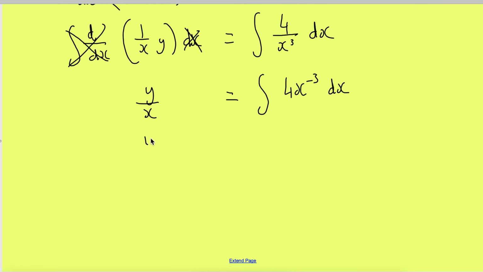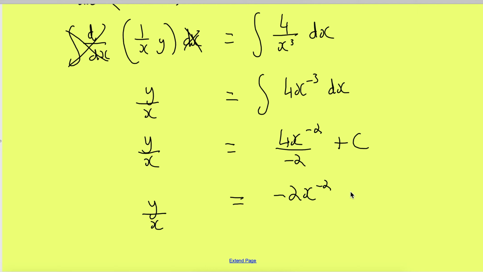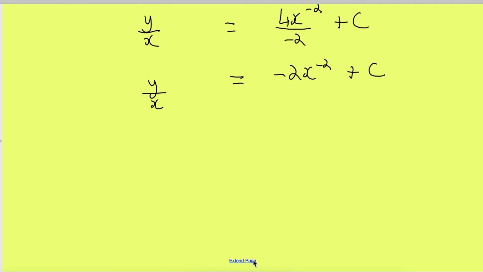And now I'm going to integrate it. Like that. So y over x equals negative 2x to the power of negative 2 plus c. Okay, I'm nearly there. Before I make it y equals, I'm going to rewrite this as negative 2 over x squared plus c. I think I prefer that.